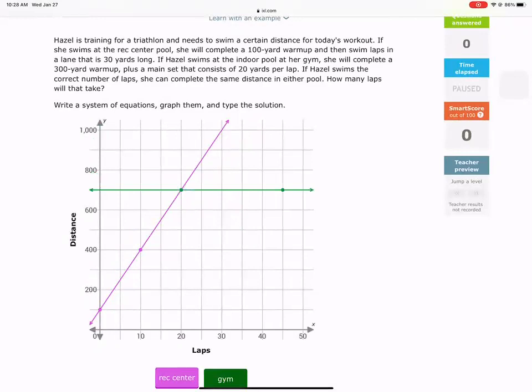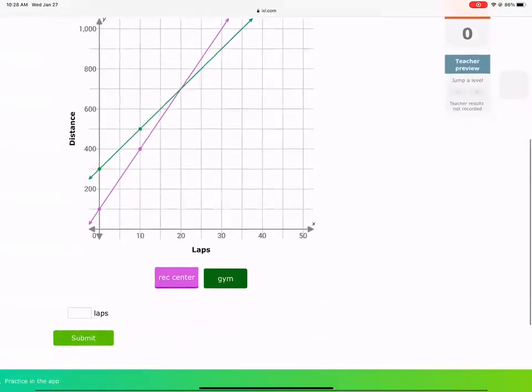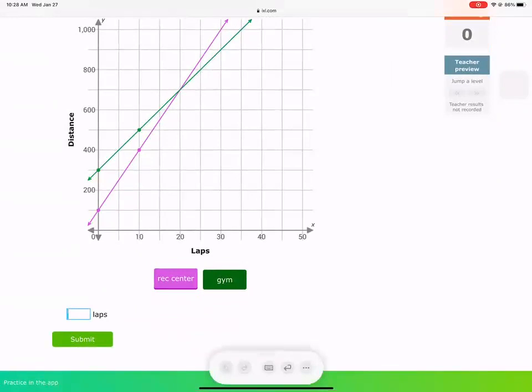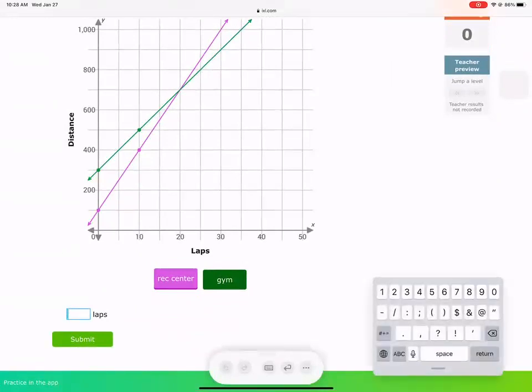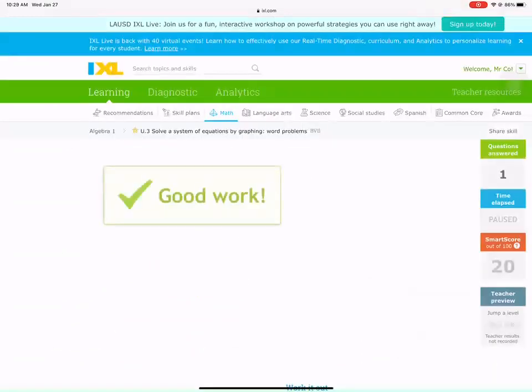Sorry, I clicked on accident and messed it up. So we said it was 300 and up to over, okay, like that. All right. So let's go ahead and write it in our answer. Our answer is they would be the same exactly at 20 laps. Great work.